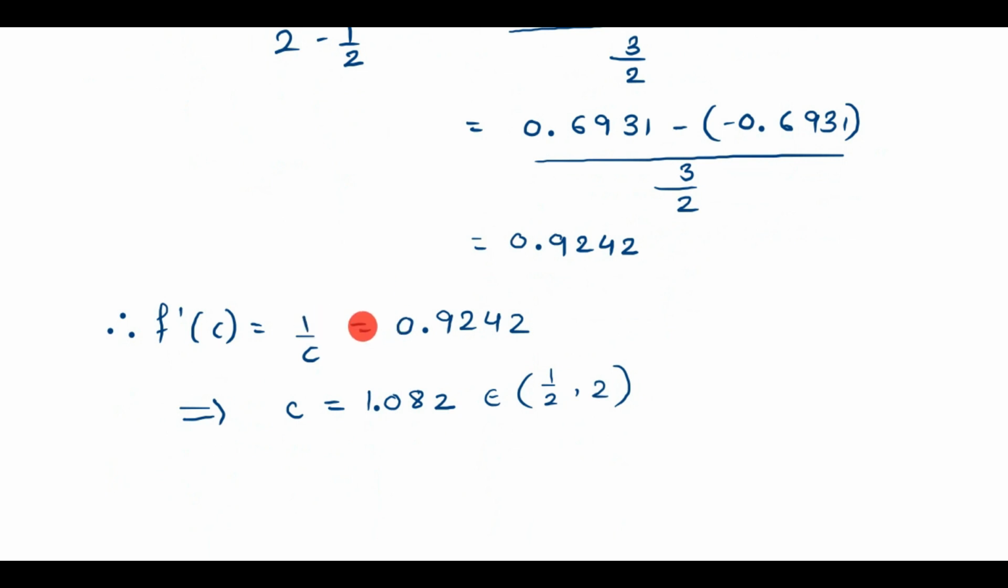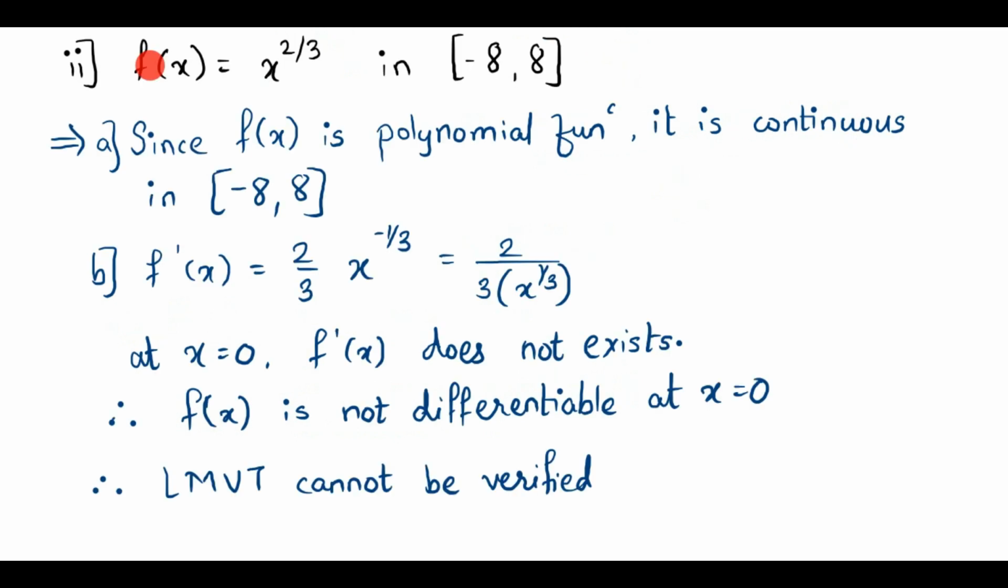Now simply equate both of these and find the value of c. Here c I got is 1.082. Clearly it lies between the interval half and 2. Therefore c is equal to 1.082. Now take the next example.